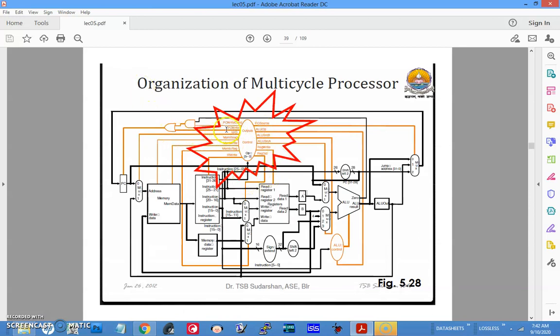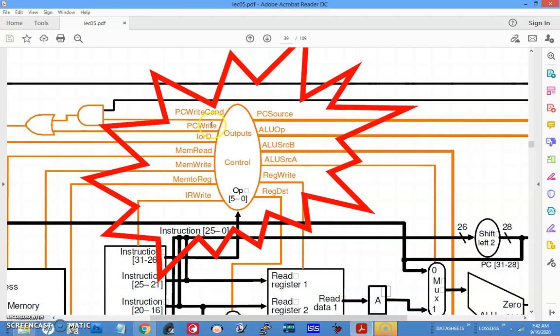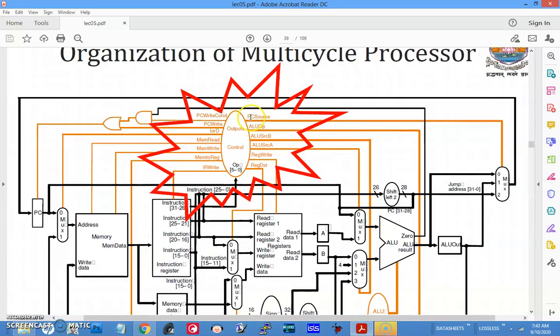Please spend some time and have a look at the control unit signal names. PC write control, I or D, memory read, memory write, and so on. So you must clearly understand when these control lines will be asserted and deasserted. And moreover, some control lines are multi-bit values.